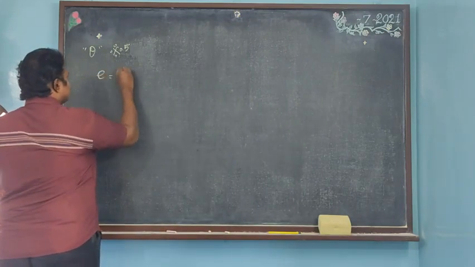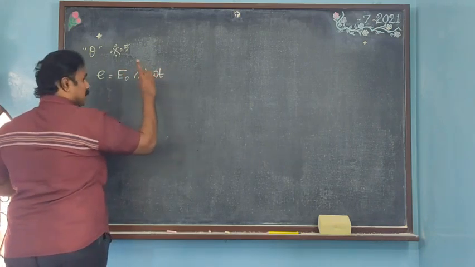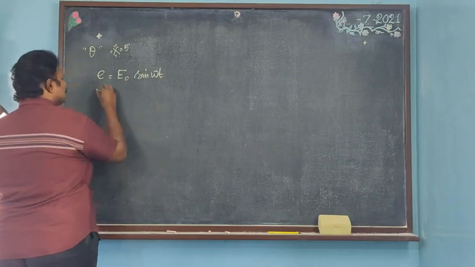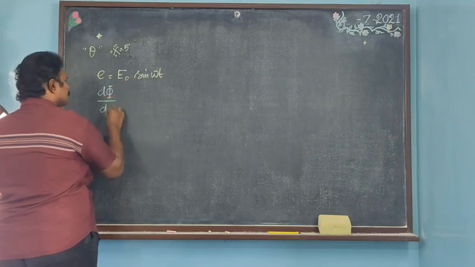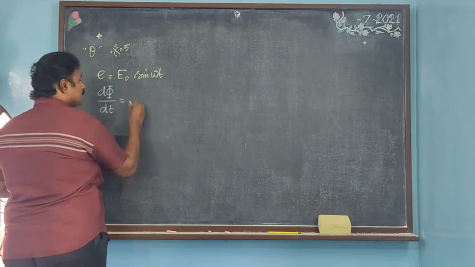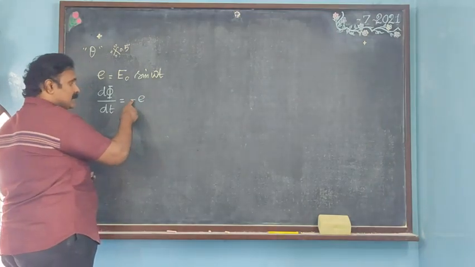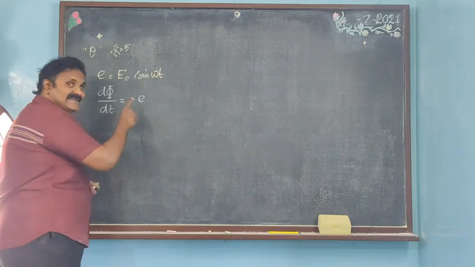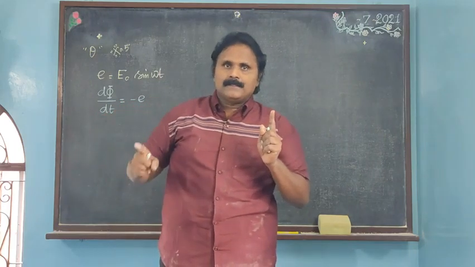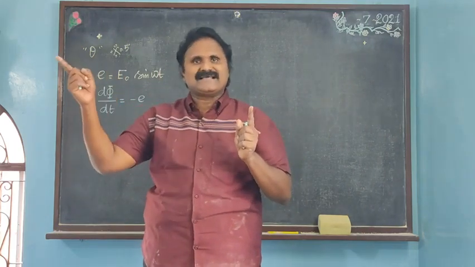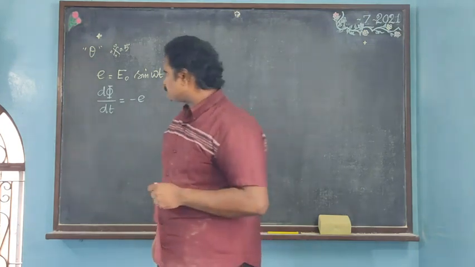E is equal to E naught sine omega t, number 1. Another is nothing but, very importantly, change in magnetic flux with respect to time leads to an induced EMF, but it is an opposing induced EMF. I told you, this negative sign indicates that if the flux is becoming from maximum to 0, the EMF developed will be 0 to maximum. That is the indication of the negative sign.